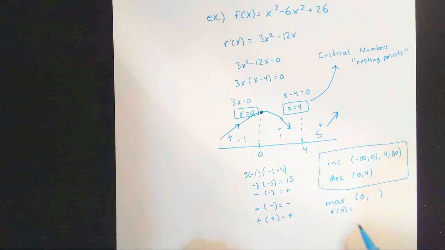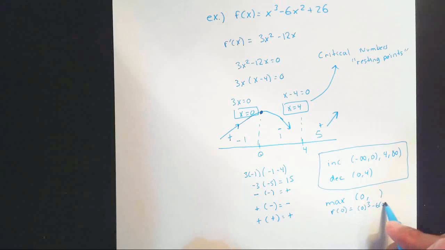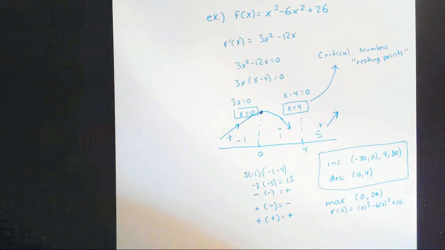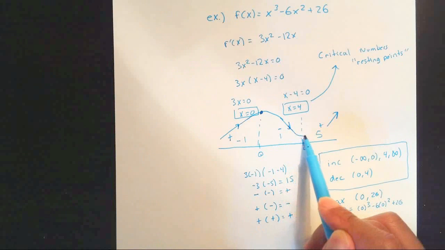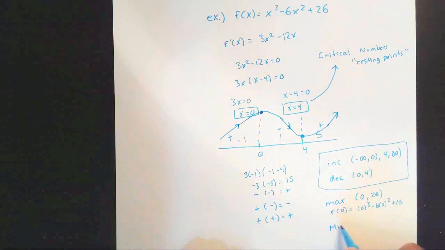So when you plug in f of 0, you're going to get 0 cubed minus 6 times 0 squared plus 26, which will just give you 26. So that means there's a maximum value at (0, 26). Well, what about at 4? Is there anything happening at 4? Well, it's decreasing, and then it's increasing. That means that there's a min. So there's a min at 4, something. And where are we going to plug this 4 into? Your original expression. So when you plug in 4, you're going to end up getting -6.